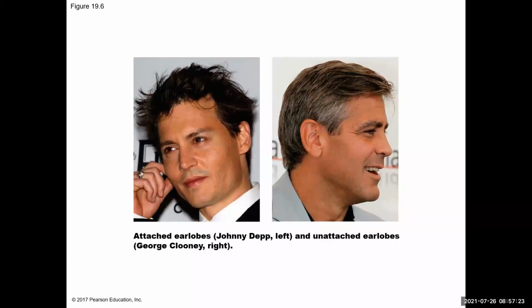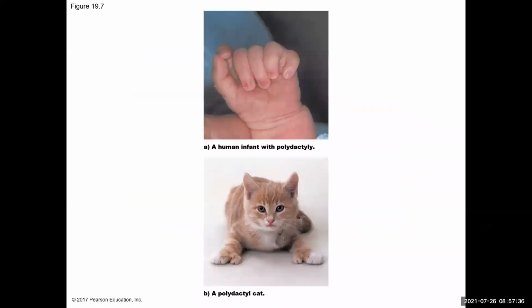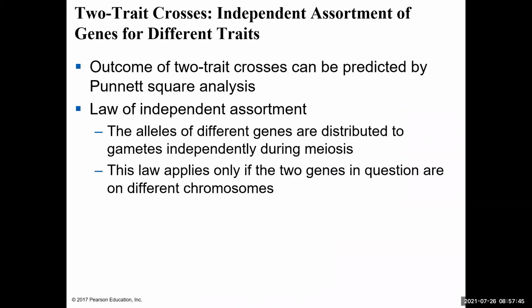You can do the same thing for attached earlobes versus unattached. So you can see right here, it kind of attaches to the side of the head. Here, that lobe's not attached to the side of the head. We also have things like polydactyly, so various different traits that can be expressed through those patterns of inheritance. Okay, so that example was with a monohybrid cross, looking at one trait, for example, pea color.